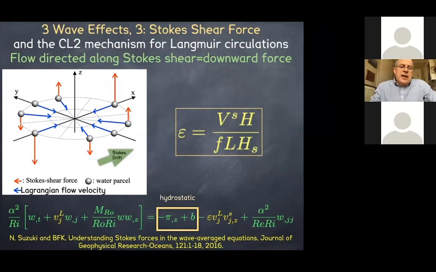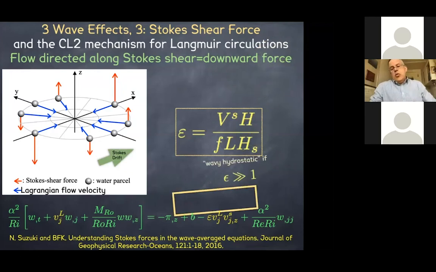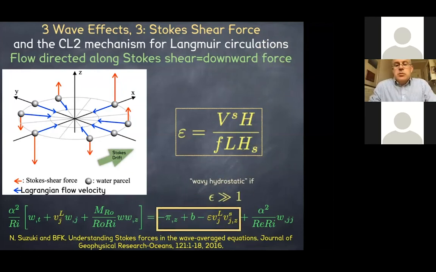And so depending on the direction of the waves versus the direction of your current, you might actually get a variety of different vertical effects. And so rather than a hydrostatic balance, if this scale parameter, which goes like the Stokes drift and Coriolis and other aspects of the wave field, is large enough, you might get a wavy hydrostatic balance where the waves are contributing in the same way that the buoyancy contributes in the vertical momentum equation.